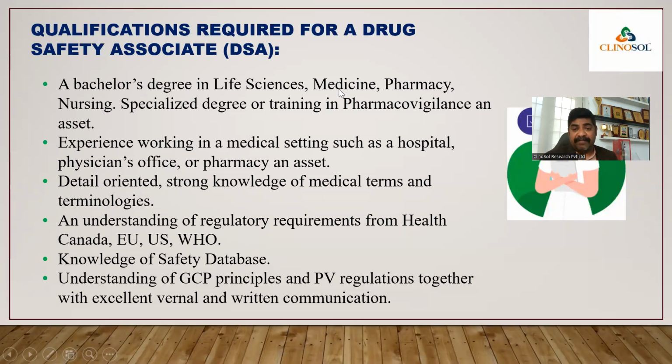A bachelor's degree in medicine, pharmacy, or nursing; specialized training in pharmacovigilance will be an added advantage, and experience working in medical settings such as a hospital, physician office, or pharmacy will be an asset. Detail oriented, with strong knowledge and understanding of medical terminologies, and an understanding of regulatory requirements including US, Europe, and WHO, knowledge of safety databases like Argus and ARISg, and understanding of GCP principles and PV regulations. So these are the requirements for becoming a pharmacovigilance drug safety associate.